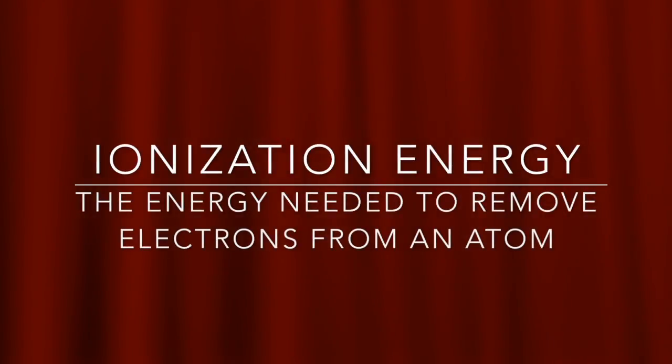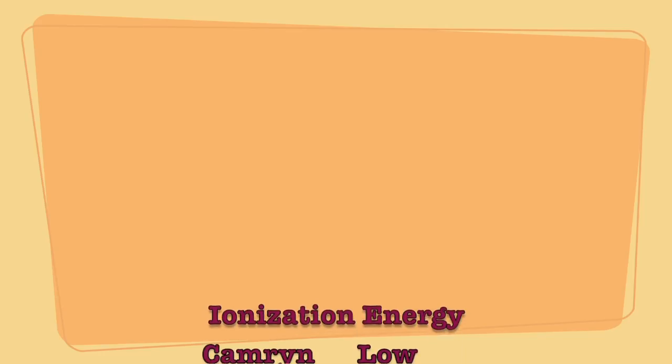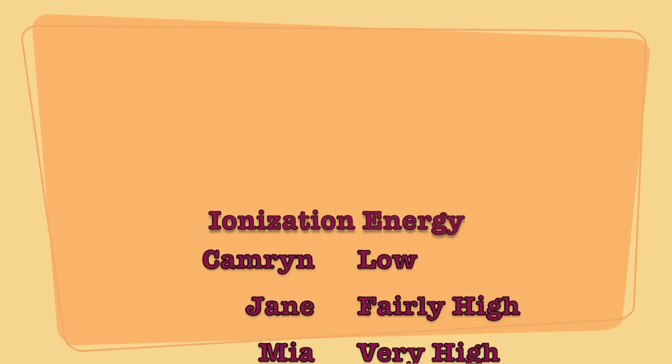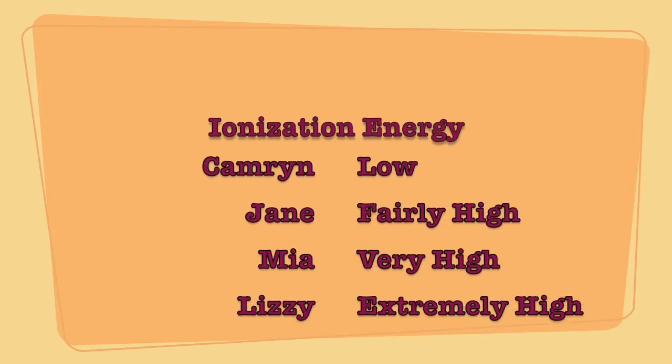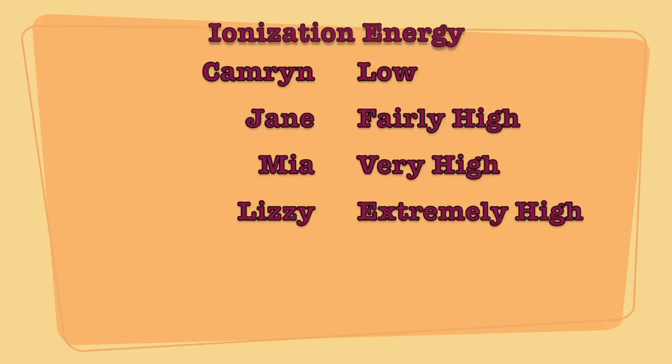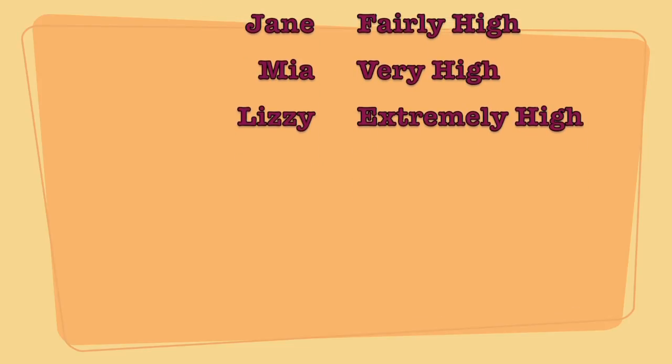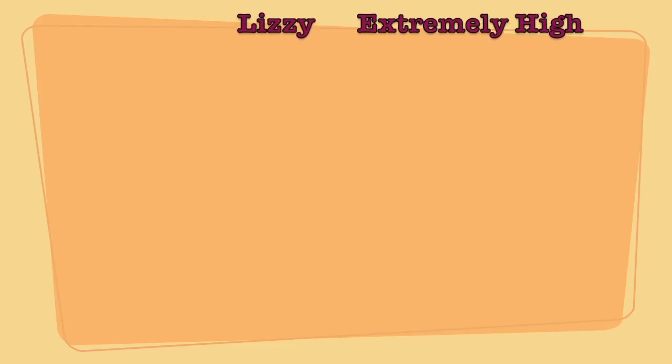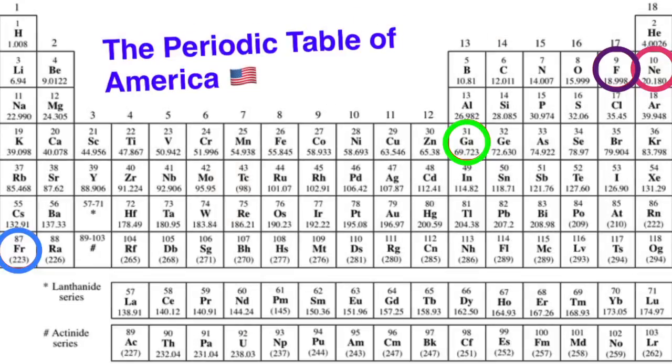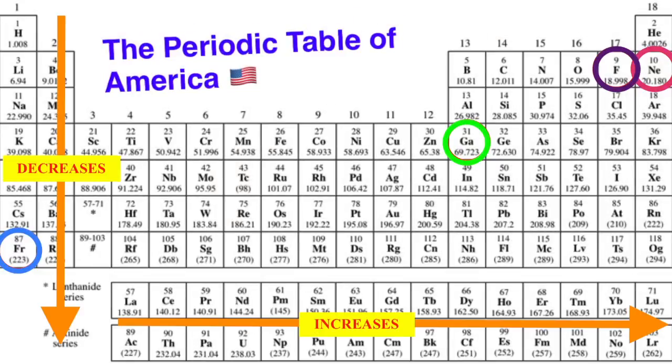Ionization energy is the energy needed to remove electrons from an atom. We learned from the interviews that Cameron has a very low ionization energy, Jane has a fairly high ionization energy, Mia has a very high ionization energy, and Lizzie has an extremely high ionization energy. From the information we obtained from the interviews, we can conclude that ionization energy increases across the periodic table of America, and ionization energy decreases down the periodic table of America.